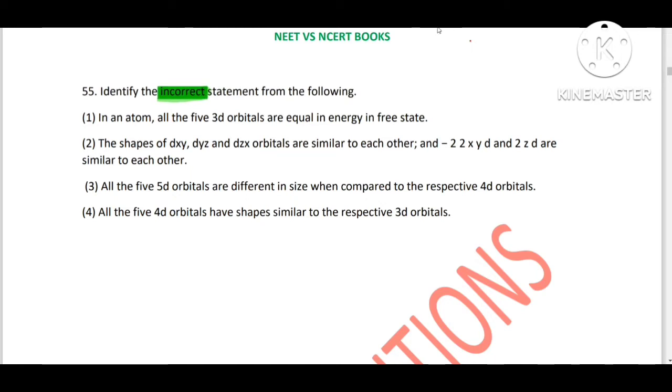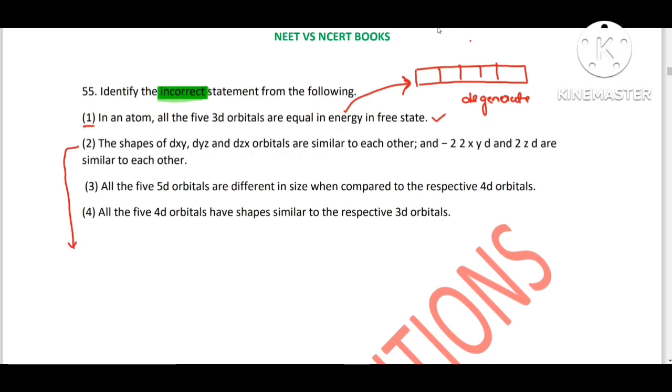You have to highlight that "incorrect." Now let us verify the given options. This question is also from the basic NCERT book. Now let us discuss the first one. In an atom, all the 5 3d orbitals are equal in energy in the free state. That means we know the concept of degenerate orbitals. In degenerate orbitals, all 5 orbitals are of equal energy. These are called degenerate orbitals. So statement 1 is correct.